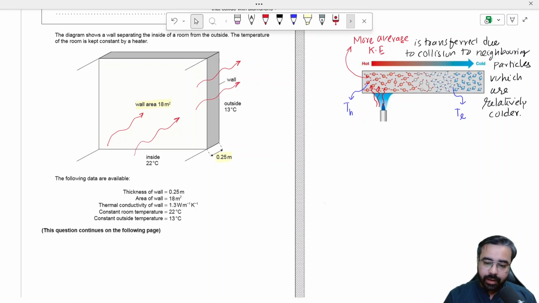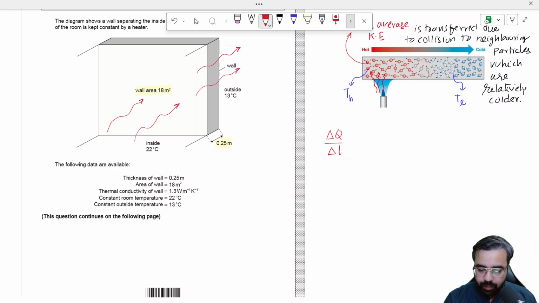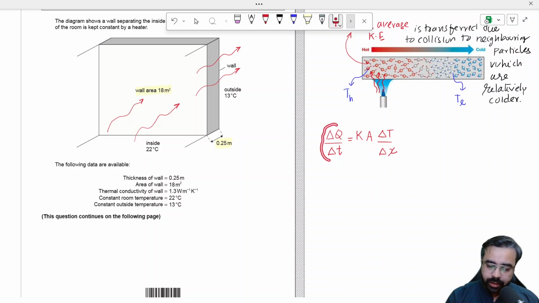In fact, dear students, you know that the rate of heat transfer equals thermal conductivity times the surface area times the temperature gradient, delta T over delta X. So you see that this delta X is affecting it directly. If this factor is more, then the rate of transfer of heat will be less.